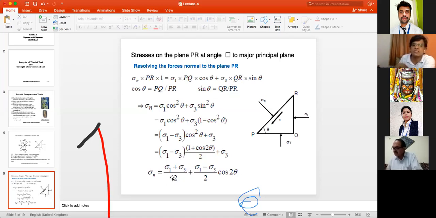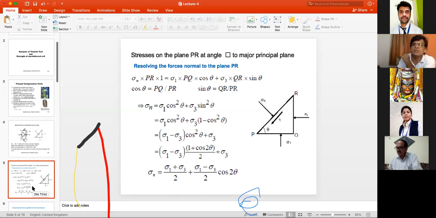The normal stress is equal to (sigma 1 plus sigma 3) by 2 plus (sigma 1 minus sigma 3) by 2 cos 2 theta, where sigma 1 is the major principal stress, sigma 3 is the minor principal stress, and theta is the angle which the failure envelope makes with respect to the horizontal plane. The horizontal plane is nothing but the major principal plane. Fine, so we got the normal stress.